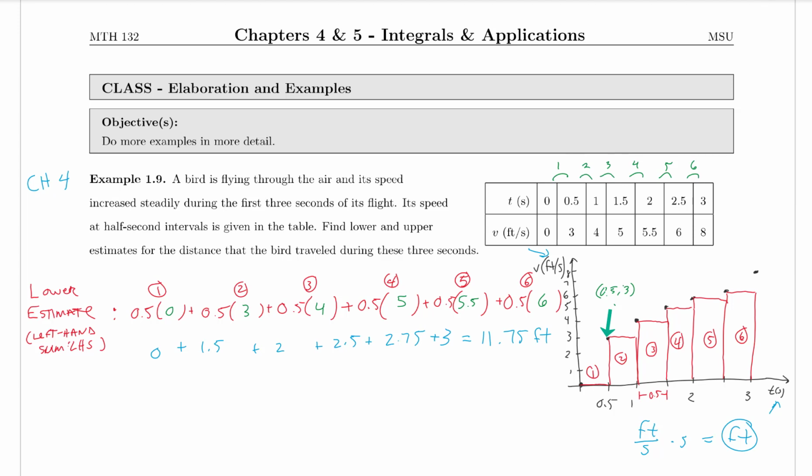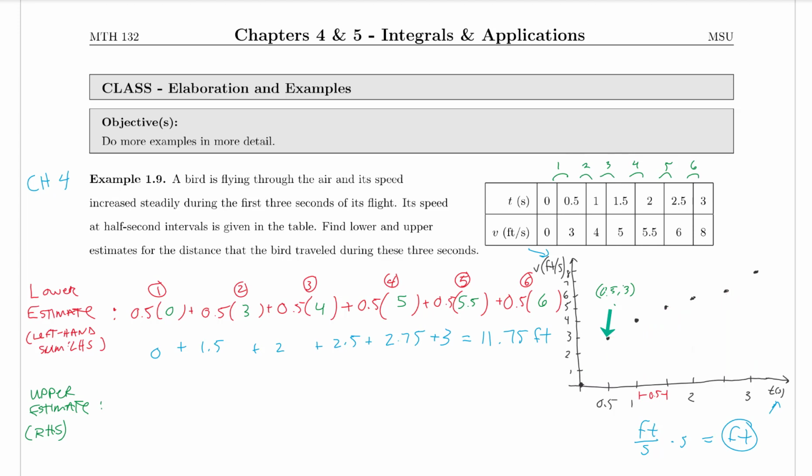All right, I'll give you just a few seconds to write that down, and then we're going to change and do the upper estimate. The upper estimate is going to be a right-hand sum. Let's sketch those graphs really quickly. I'm going to get rid of the left-hand sum graphs right here. All right, now let's draw in our right-hand sum rectangles.